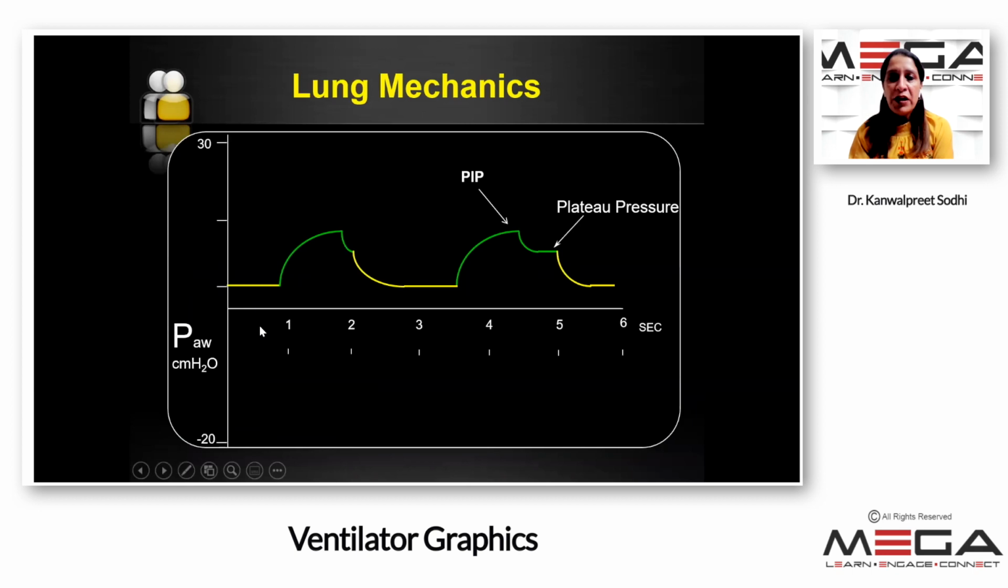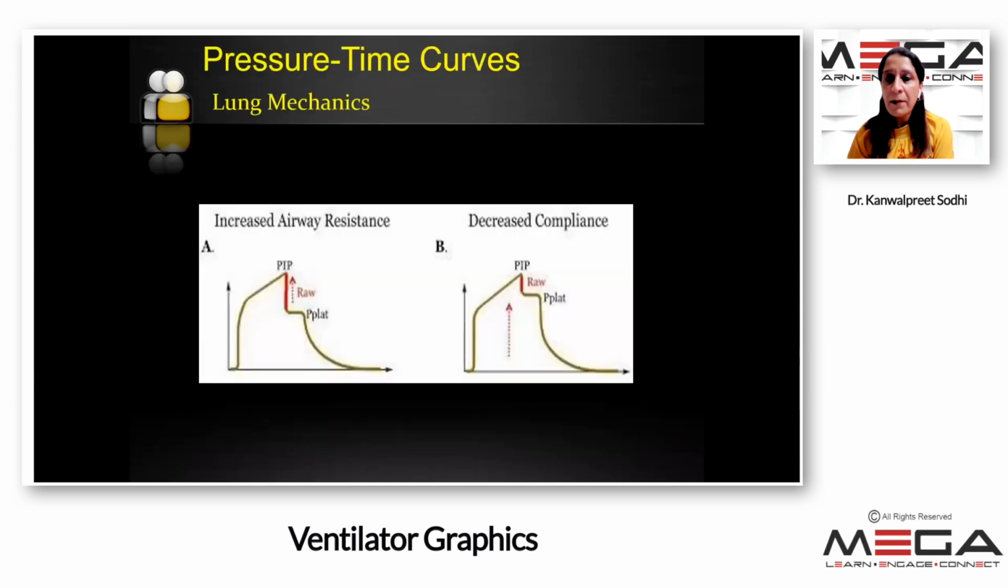Then in the volume mode, we talked about the peak inspiratory pressure and the plateau pressure. But what does this indicate? Why are they so important? The difference between the peak inspiratory pressure and the plateau pressure is the airway resistance. And we ought to know that if we have a sharp rise in the peak inspiratory pressure with the plateau pressure remaining the same, that means we have an increased airway resistance occurring in our patient.